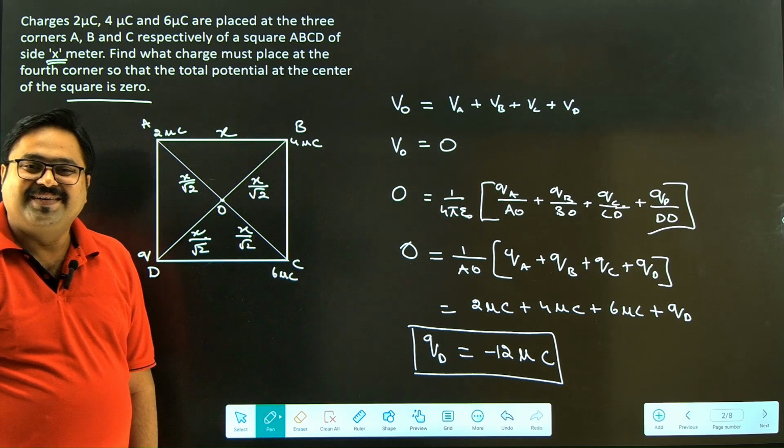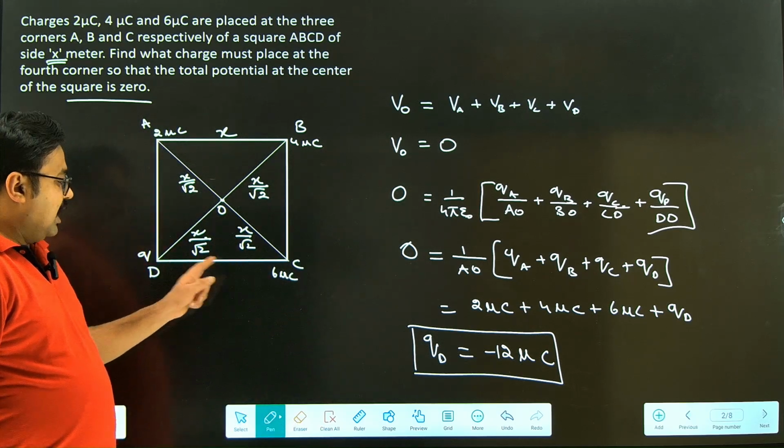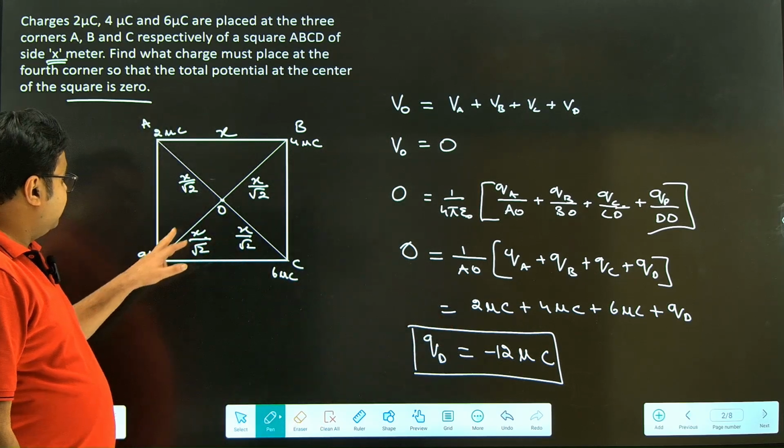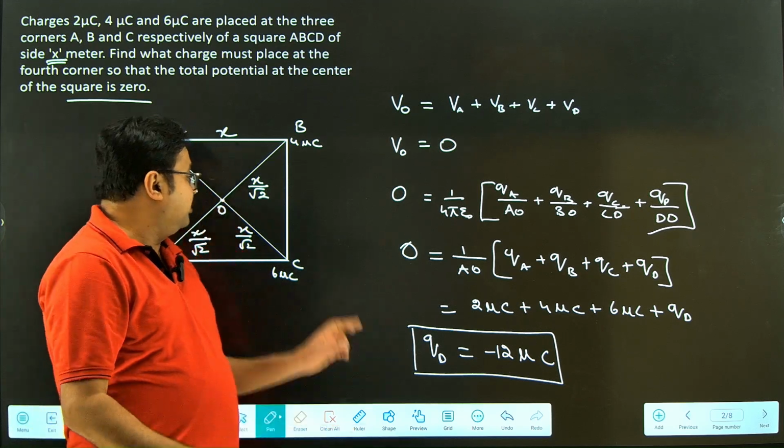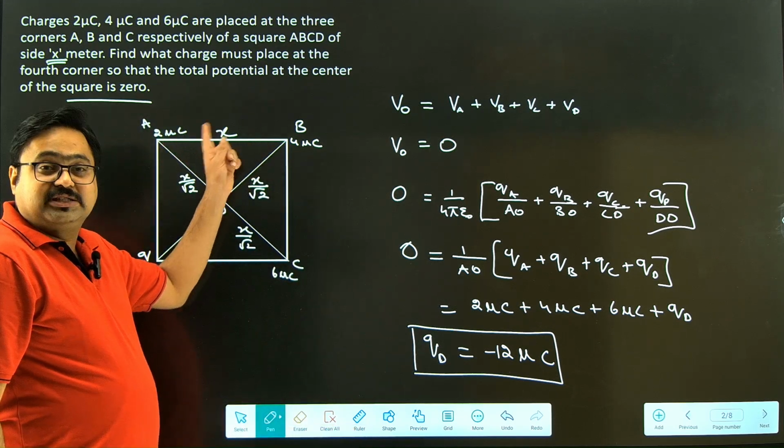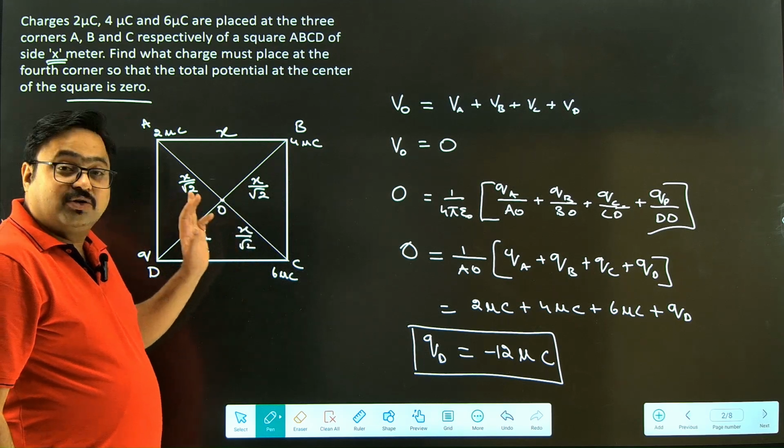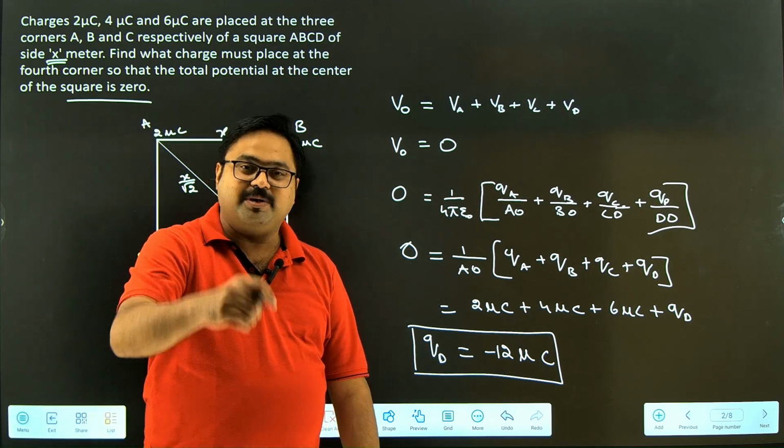As simple as that. Now, this charge minus 12 microcoulomb will produce exactly the same potential but negative potential when compared to all of these three combined. So that the total potential at the center of the square would become equal to 0.